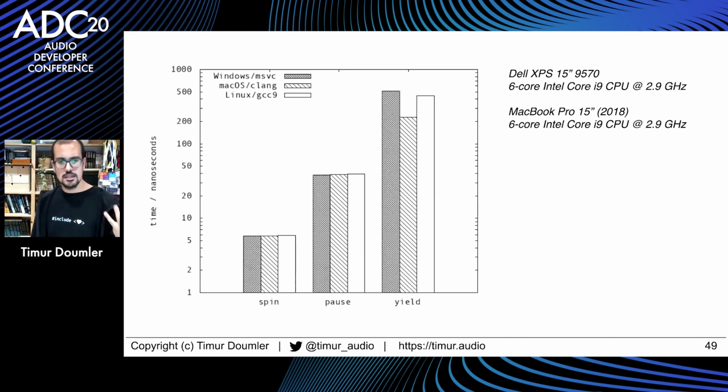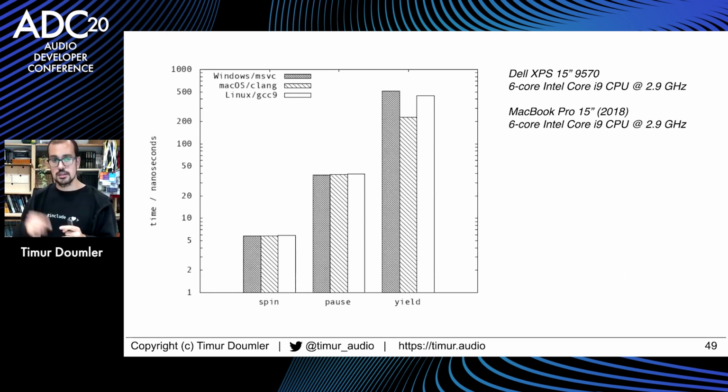And so we see exactly this kind of exponential backoff idea here, right? Every stage takes about an order of magnitude longer than the previous stage. It turns out that on these machines, one spin takes about 5 nanoseconds. Then the pause instruction takes about 40 nanoseconds.